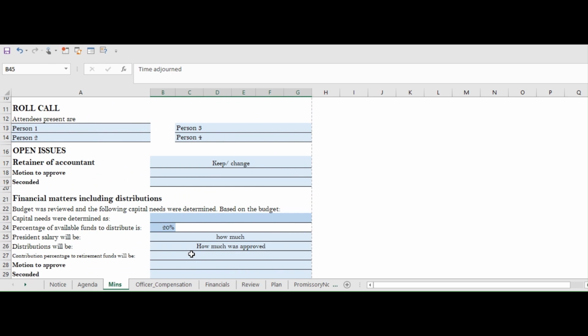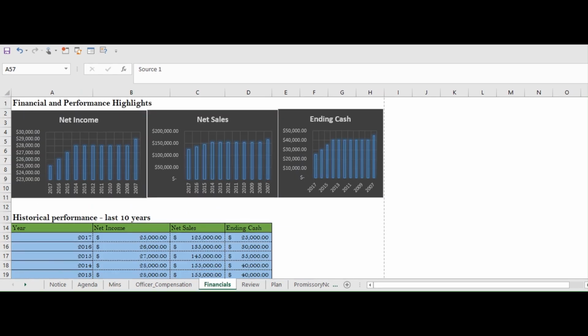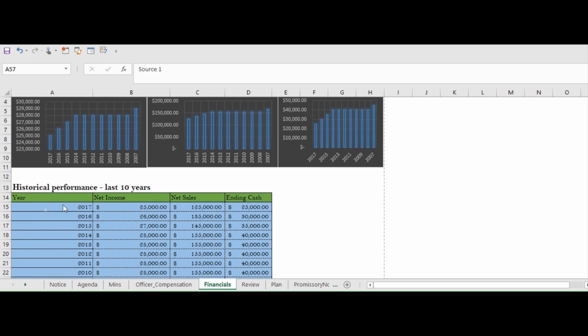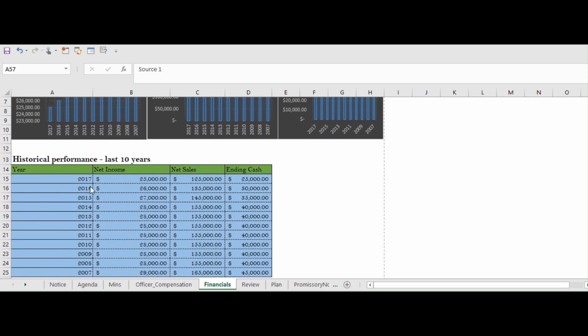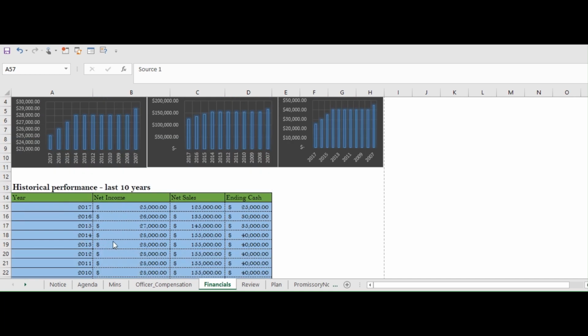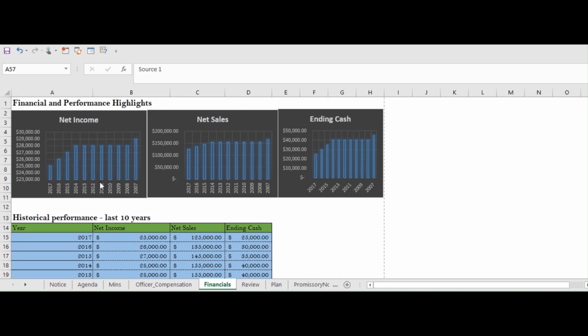Like I said, this template is a great place to go and document what you guys are talking about. So let's talk about what kind of financials you review at this meeting. Well, if you've been in business at least 10 years, you want to have at least 10 years' worth of data to show how your business is growing over the years. Obviously, if it's less than 10 years, you have less data. In this template, you can just put your net income, net sales and ending cash for the last 10 years. If you have less than 10, put in less than 10. And it creates a chart for you to show how your business is growing or not growing over the years.